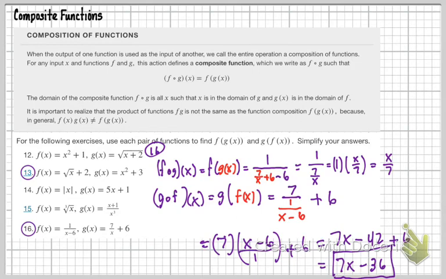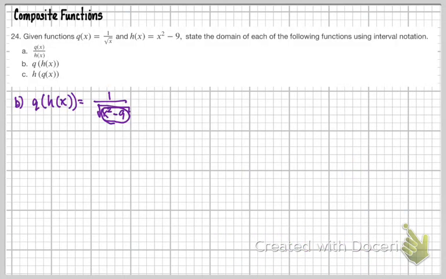When I go back to this definition, it says the domain of the composite function f of g is all x such that x is in the domain of g and g of x is in the domain of f. So when I go back here, h of x has to be in the domain of q. So that tells me then that this down here has to be greater than or equal to 0. So x squared minus 9 has to be greater than or equal to 0.